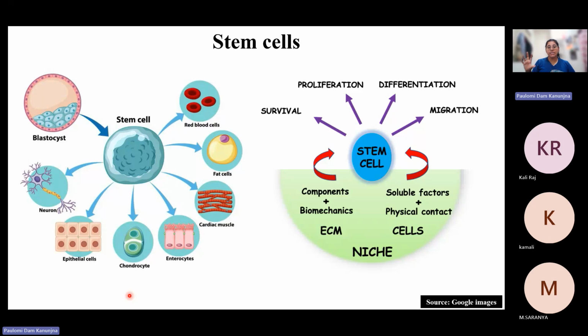So you have these stem cells which are able to form different kinds of cells that you can see around, right? Now you see here in the slide, these are the regions where you can find stem cells, which can also regenerate, for example red blood cells, as I just told you. You also have stem cells in fat cells, cardiac muscles, enterocytes, kidney cells, chondrocytes, epithelial cells. You also have them in neurons.